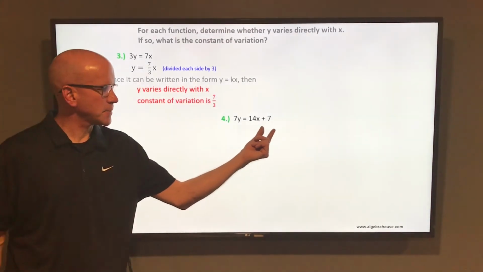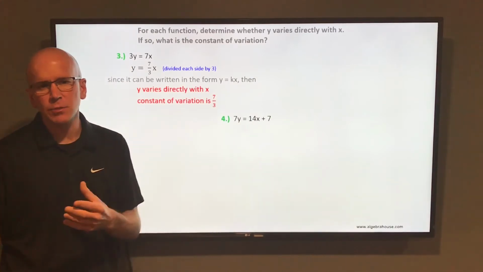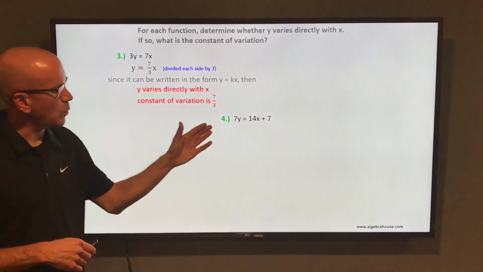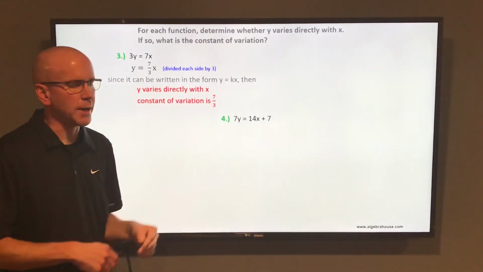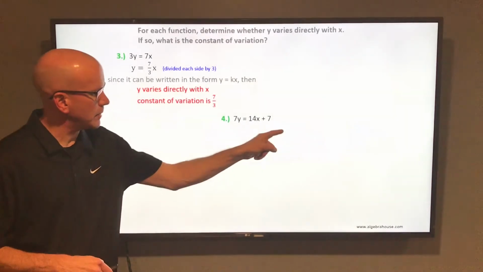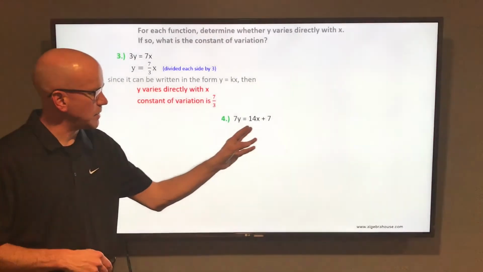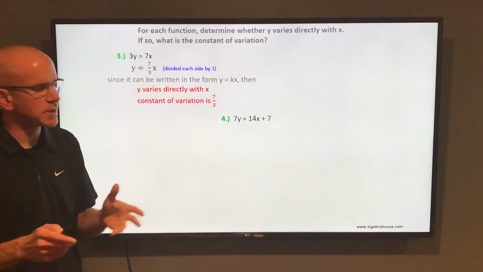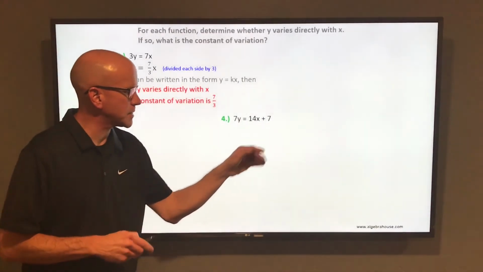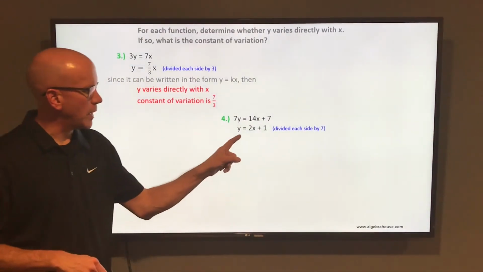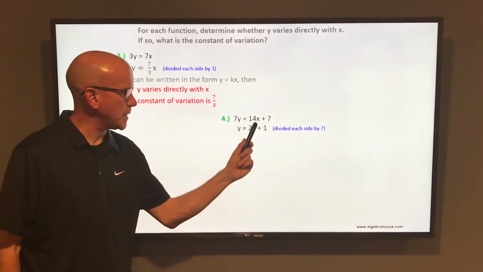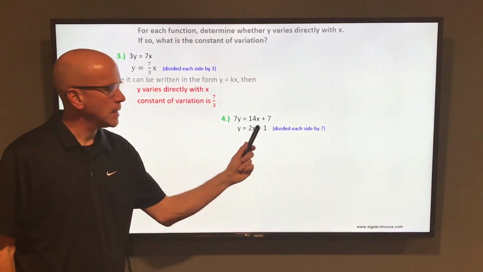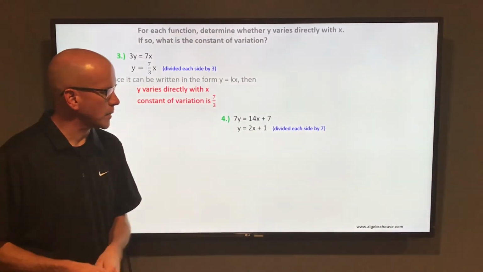7y equals 14x plus 7. So to see if this is direct variation, we want to get y by itself. We want to solve this for y. To solve this for y, you need to move the 7. So to move that 7, divide each side by 7. Now when you divide each side by 7, you're dividing each term by 7. If you do that, you get y equals 14x divided by 7 is 2x, and 7 divided by 7 is 1. So y equals 2x plus 1.